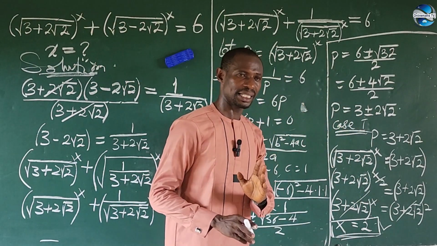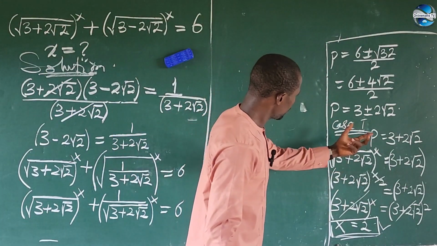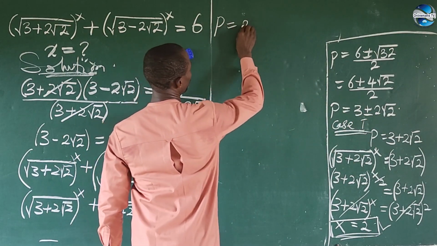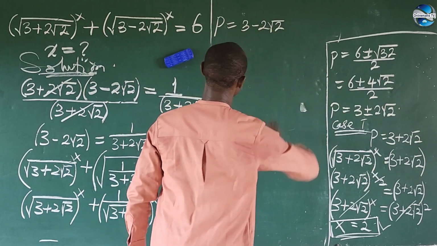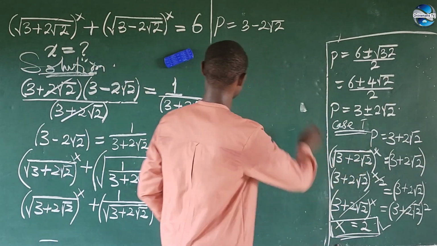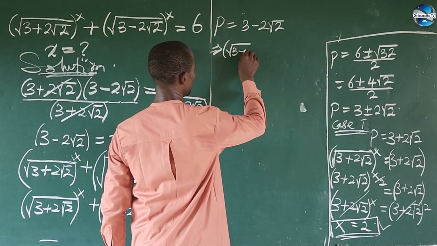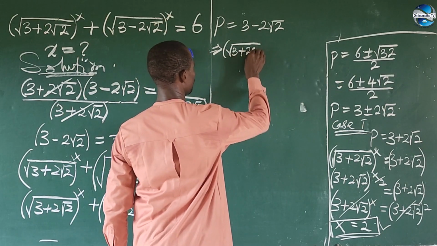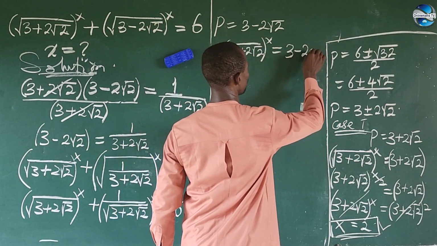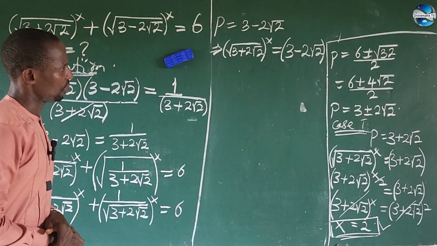So how do we solve for the second value of x? Let's erase here and see what the second value of x will give us. For case 2, we have P is equal to 3 minus 2 root 2. Again, we said let P be equal to this. So this now implies that bracket square root of 3 plus 2 root 2, close bracket, to the power of x is equal to 3 minus 2 root 2. Now, what we do here is easy.